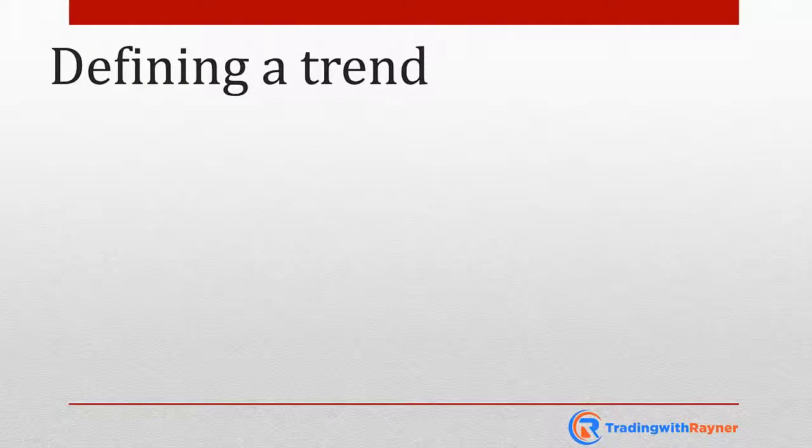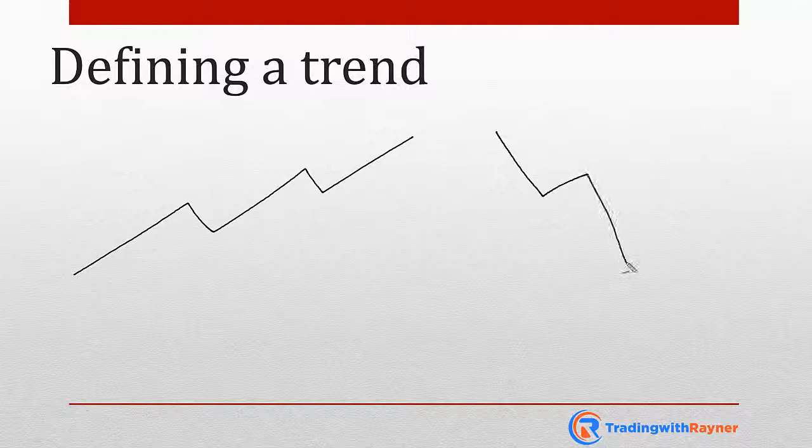Okay, so I'm sure you know how to define a trend. You know that an uptrend usually consists of higher highs and higher lows, something like this. And a downtrend will look something like this, consisting of lower lows and lower highs. But the thing with this approach to defining the trend is that for newer traders, it can be subjective.